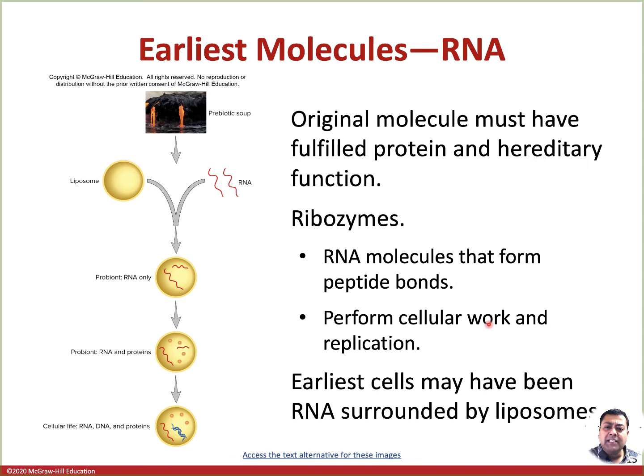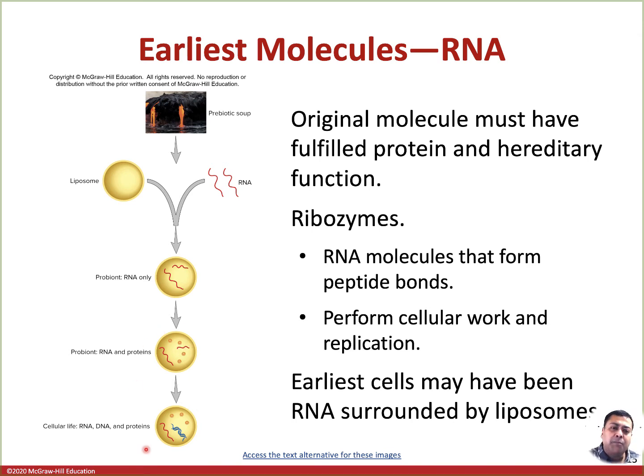So scientists thought that the earliest cells may have been RNA surrounded by liposomes. The liposome is just like a lipid membrane which enclosed some of these RNAs. And these RNAs were able to synthesize different proteins.